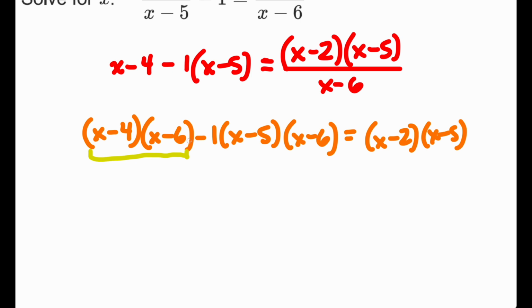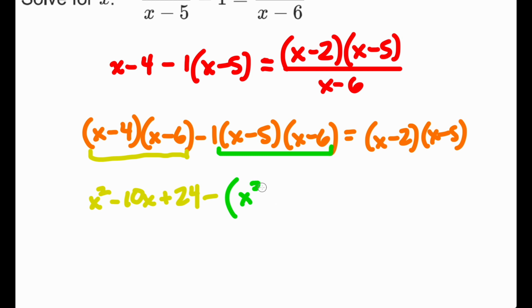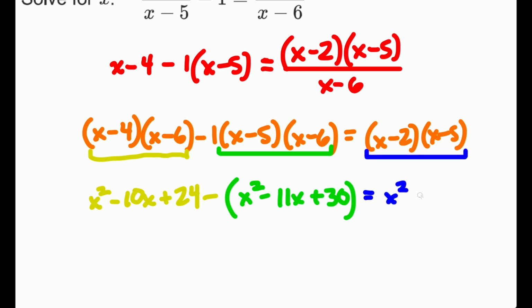I'm going to expand this out here. So you're going to get x squared minus 10x plus 24 minus 1 times all of this. So I'm going to underline this here. So this part right here, try to color code this as much as I can. X squared minus 11x plus 30 is equal to, okay, this whole thing right here is going to be x squared minus 7x plus 10. Okay, it's looking a little better here.